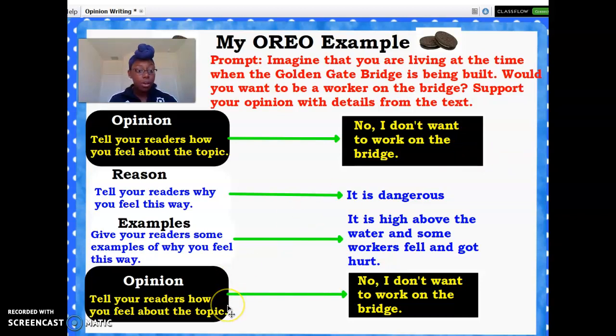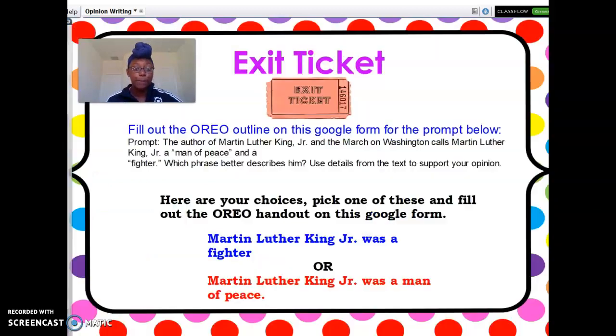And then my last O in Oreo is opinion. I just restate my opinion. No, I don't want to work on the bridge. And that, second grade, is how you do an Oreo graphic organizer. So now it's your turn to do your Oreo graphic organizer. For your exit ticket on the Google form, and you will see it below this video, you're going to fill out your Oreo graphic organizer.